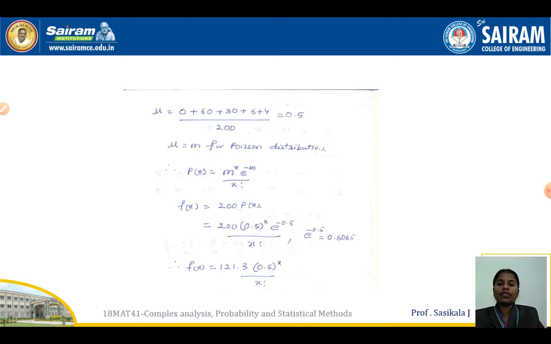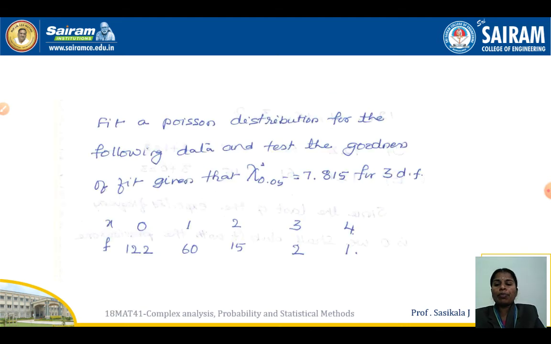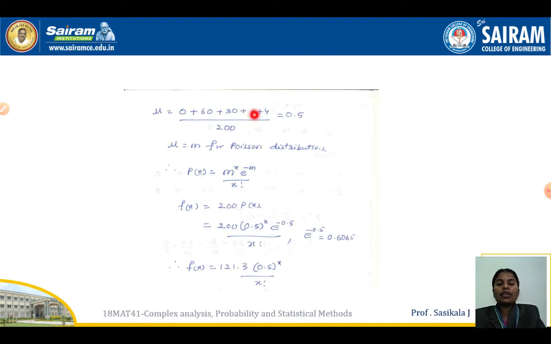It is the summation of x into f for the numerator, and the denominator is nothing but the sum of the frequency, right? So, you can multiply 0 into 121 plus 1 into 60 plus 2 into 15. Use that discrete series formula to find your mean. You can get it as 0.5. So, the mean is nothing but m for the Poisson distribution.